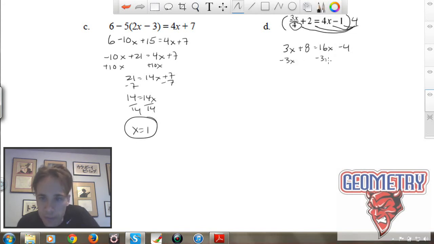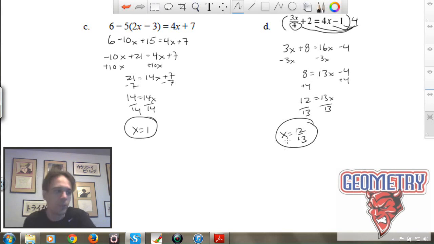Now it's a plain old linear equation here, no fractions, no nothing. 16x minus 3x is 13x. Let's add a 4 to both sides. So 12 equals 13x. Divide both sides by 13. X equals 12/13, which is reduced as much as possible. So that is our answer.